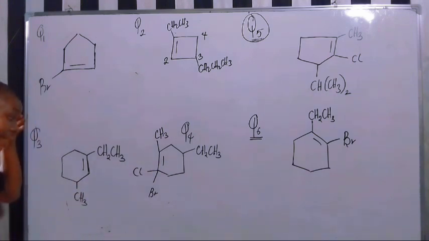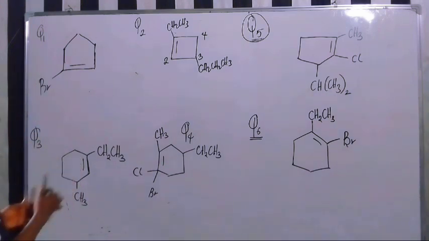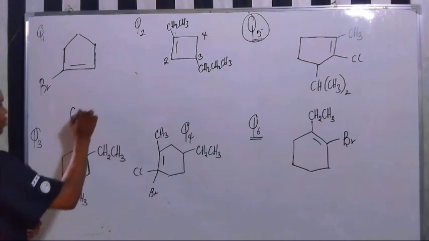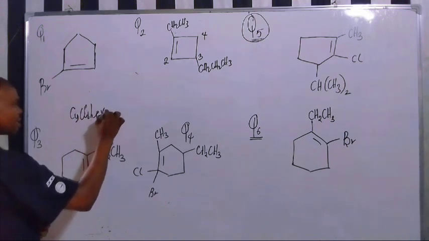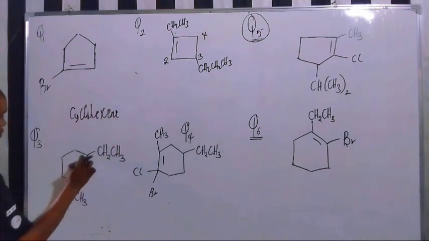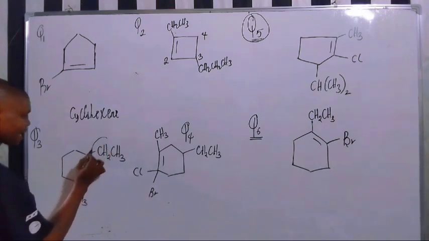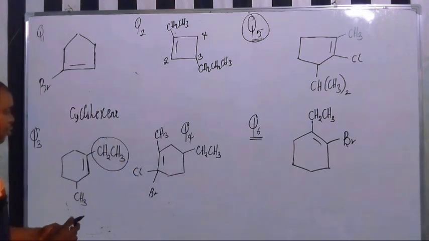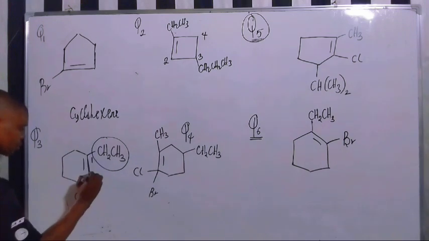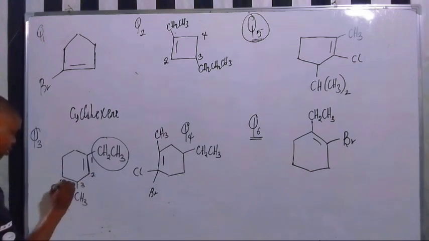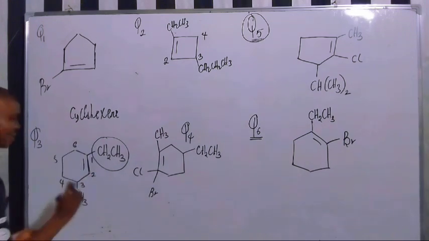So let's look at this one here. Of course, here is going to be my carbon 1, right? It is a cyclohexene, because 1, 2, 3, 4, 5, 6. So here is going to be my carbon 1. Here I have 1, 2, 3, 4, 5, and 6.